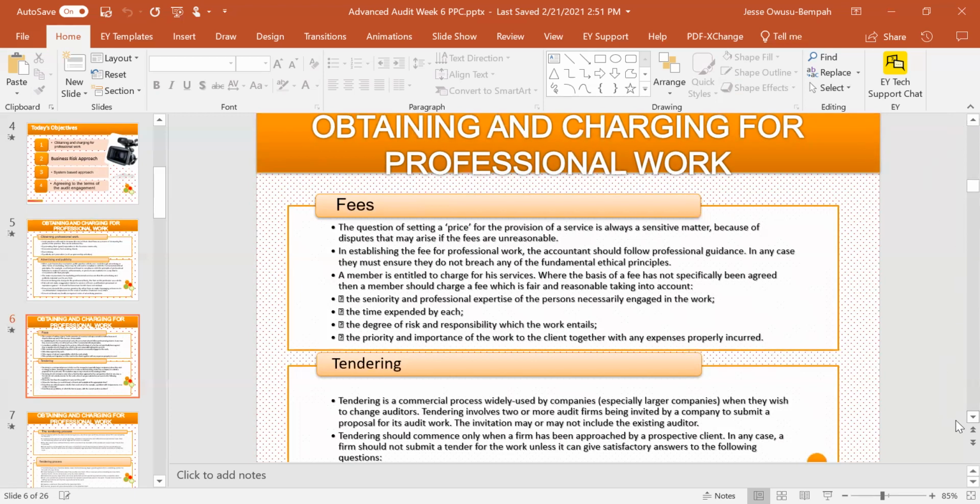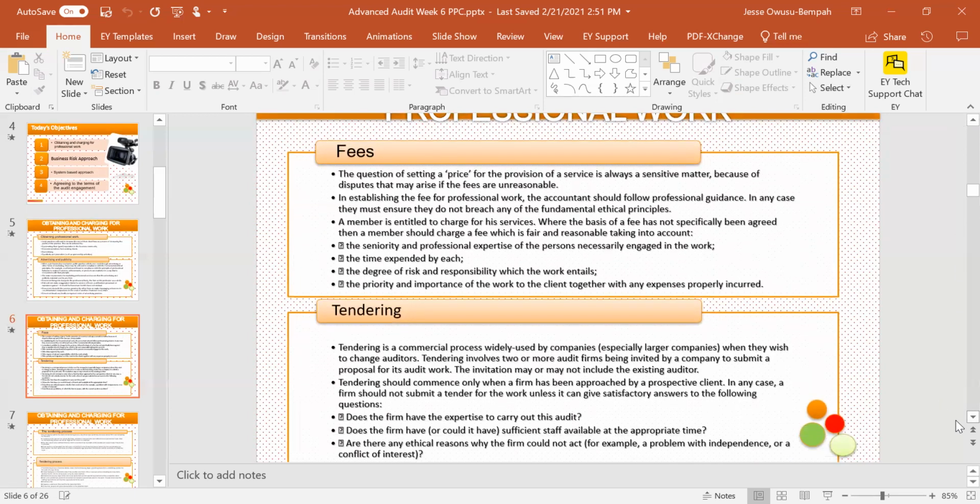So we've talked about fees. Now let's talk about tendering, the whole tendering process. Tendering is basically a commercial process widely used by companies when they wish to change auditors. Tendering involves 2 or more audit firms being invited by a company to submit a proposal for its audit work. So tendering is like submitting a proposal for an audit service that you can provide. It's very, very important.